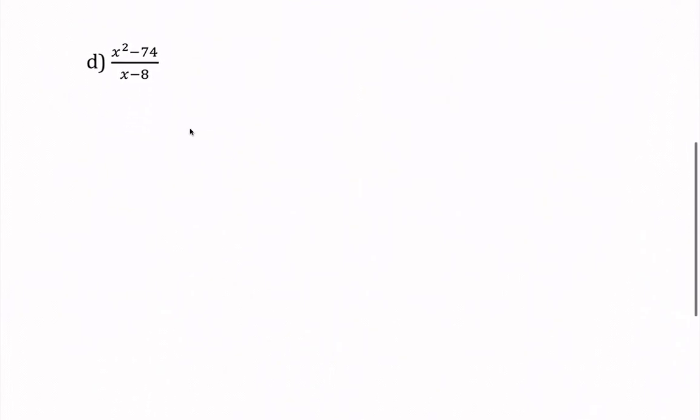Okay, this one is a little bit weird. I have x squared minus 74 divided by x minus 8. So notice I go from x squareds to just a regular number, and I'm missing x's altogether. Whenever that happens, let's rewrite this as x squared, and since I'm missing x's, I'm going to put plus 0 x's. If you don't change it to this, where you're putting plus 0 x's, it won't work out for you.